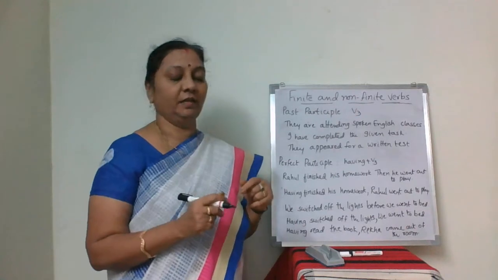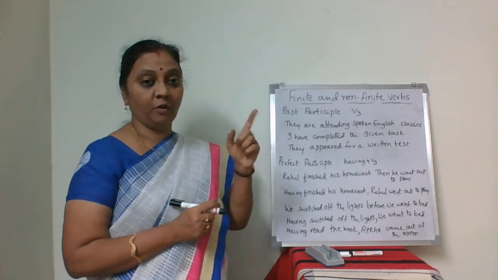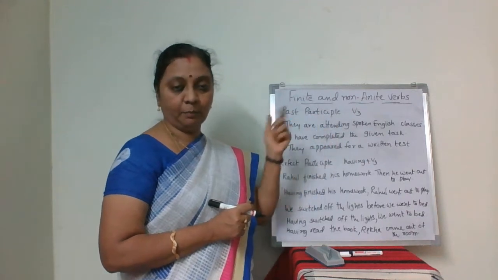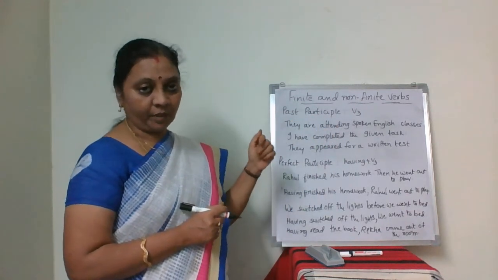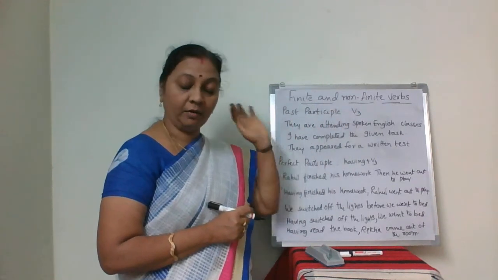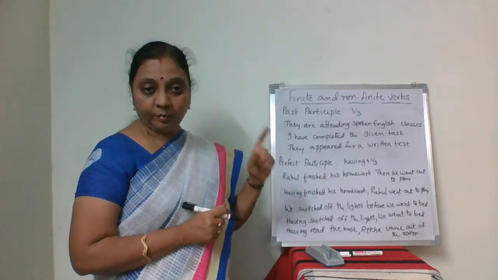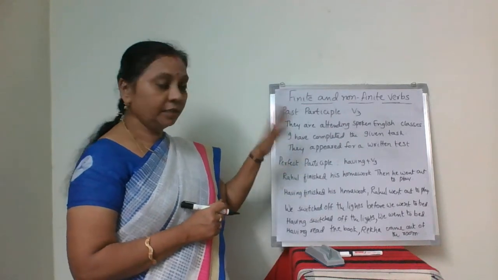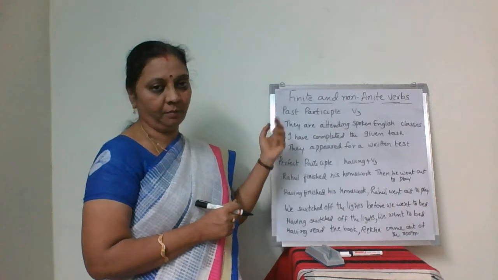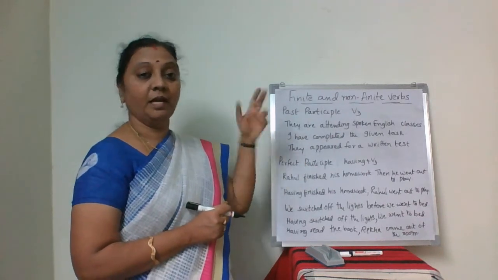When I taught you have forms, we dealt with this past participle: have plus V3, or has plus V3, or had plus V3. We did that. But now the role is different. There we used them as verbs, but now the role is adjectives.